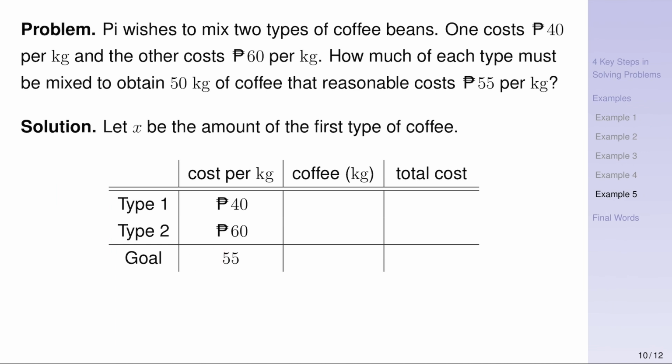So we have here the amount of coffee. Take note that we denoted x to be the amount of the first type of coffee. So this one must be x. And then from there, our goal is to obtain 50 kilograms of coffee. So this one is 50. How about the type 2? That would be 50 minus x.